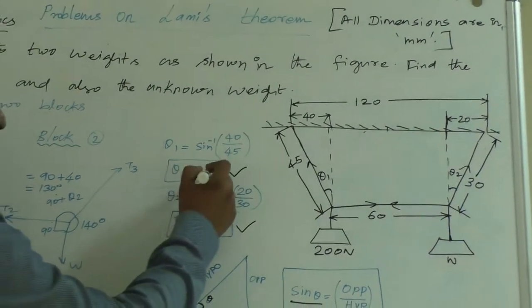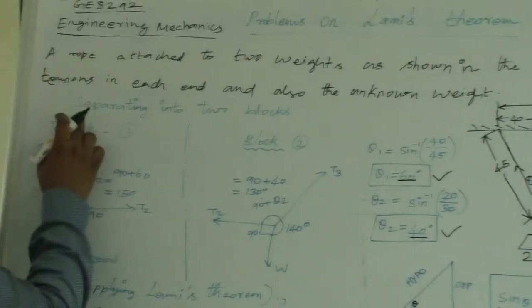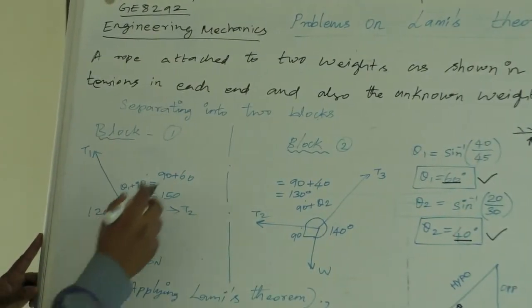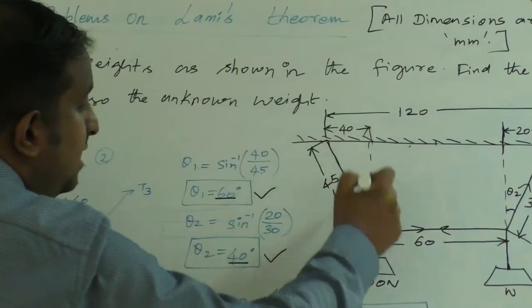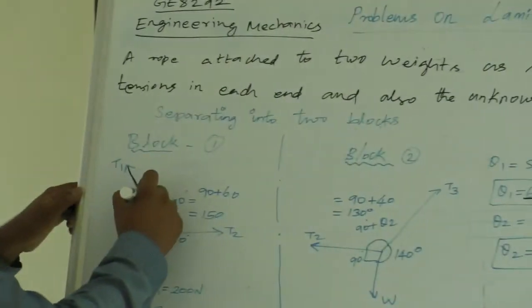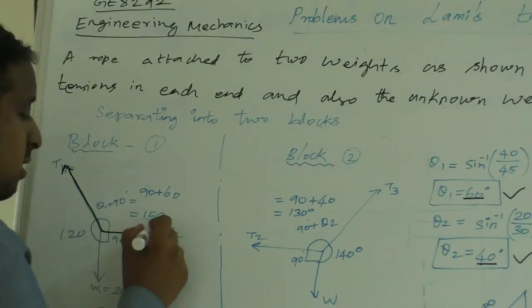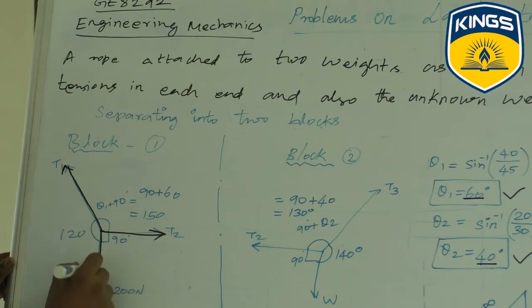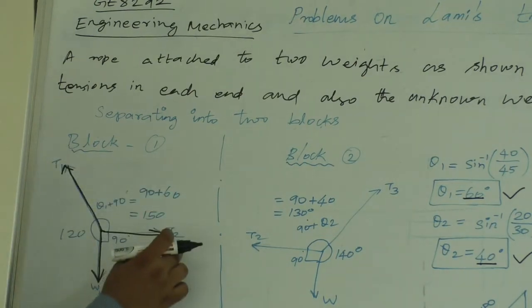We have already found theta 1 as 60 and theta 2 as 40. Now we have to separate this into two blocks. The first point is here. From this first point, we have three lines diverging: number 1, number 2, and number 3. From this point we get T1, T2, and W1. They have given W1 as 200 newtons. We don't know the value of T1 or T2.